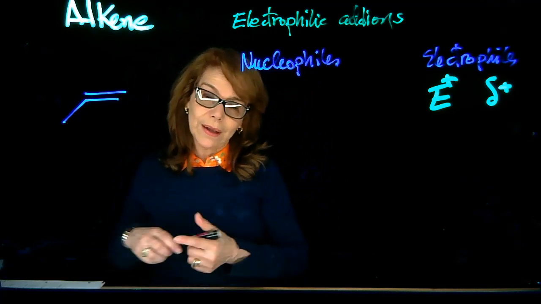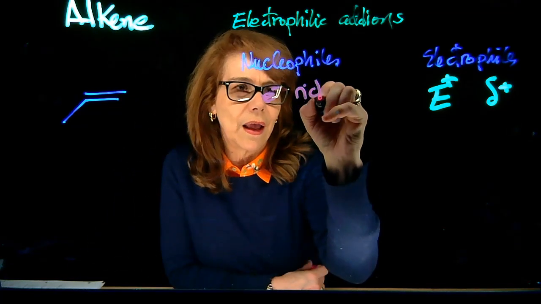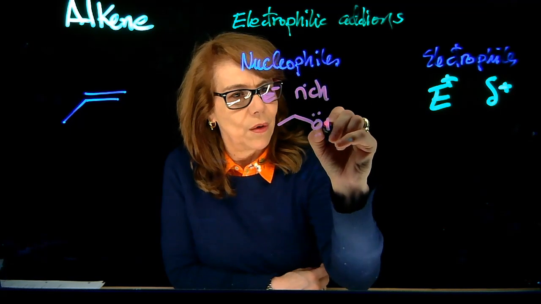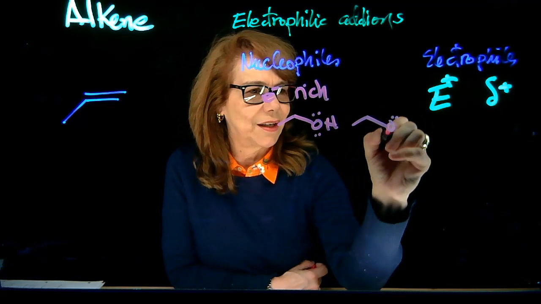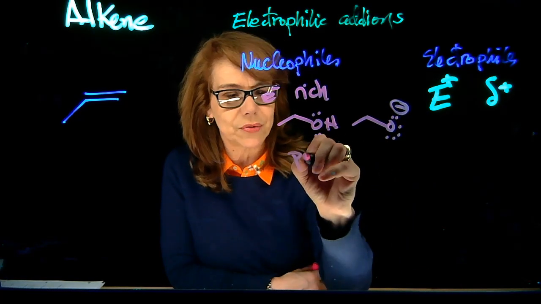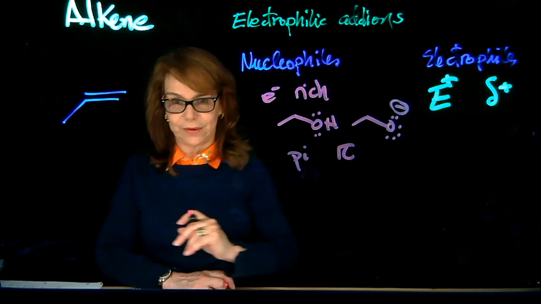Now, nucleophiles, on the other hand, are electron rich. Let's say that. And here we have a number of examples. This is one nucleophile, but this is another nucleophile that has charge. And we also have pi electrons. And so that's what we have here.